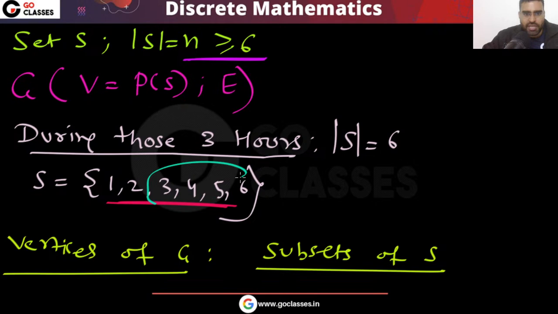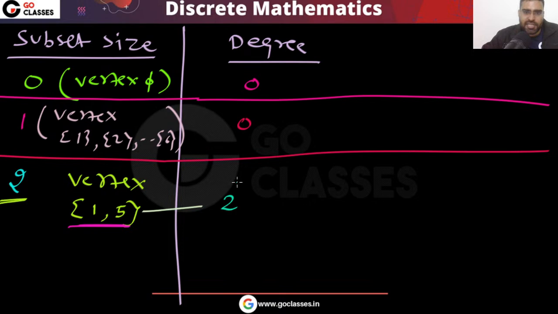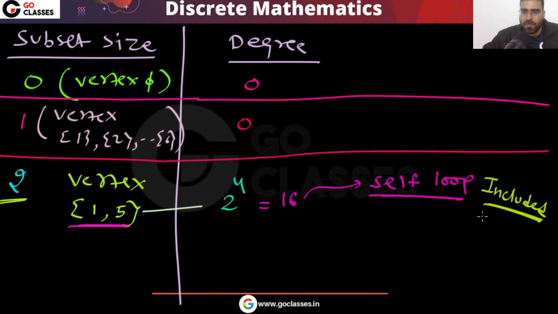Look at these remaining elements. They have two choices, whether you take them or you don't take them. Four elements are there, and they have two choices each. So there will be 2^4. The degree will be 2^4. Remember, self loop is counted here. Do you agree? Self loop is counted, because the way this question is created, self loop will be there. We have included the self loop because we are considering all the subsets. So this will be the degree.